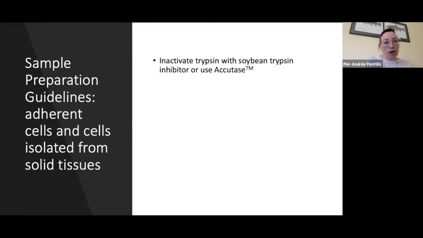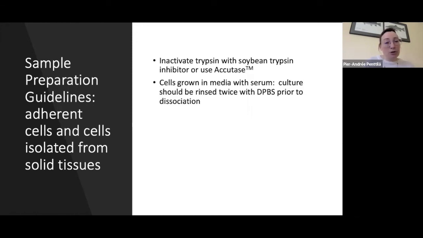So I'm going to talk briefly also about the difference between adherent cells and cells isolated from solid tissues compared to, for example, other types of cells. There are special considerations for these types of cells. So the first is to ensure that you're inactivating trypsin, if you're using it, with soybean trypsin inhibitor, or use Accutase. And for cells grown in media with serum, your culture should actually be rinsed twice with PBS prior to dissociation. This helps viability of these cells.